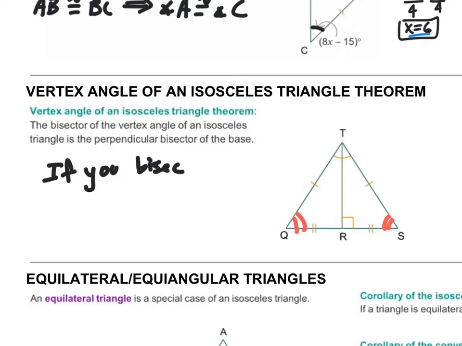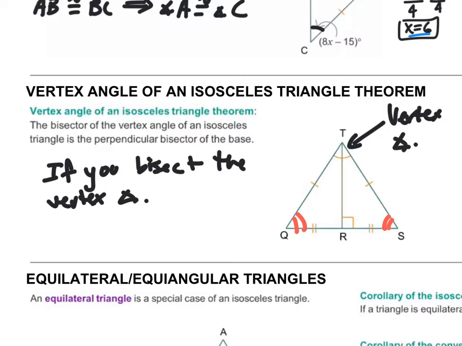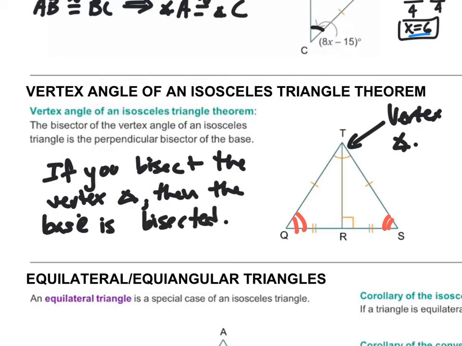the vertex angle, okay, and this is the vertex angle, okay, then the base is also bisected. The base is bisected as well, okay, and you get a 90-degree angle.